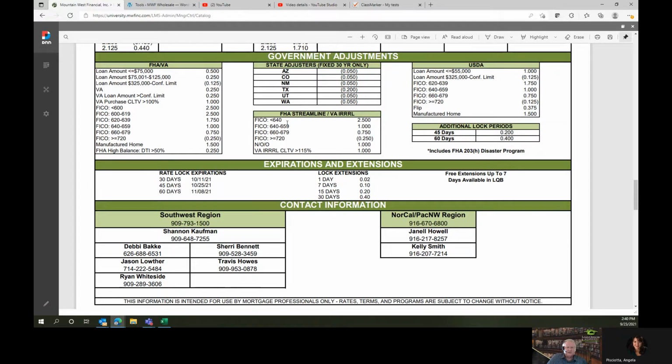The grid below that, FHA streamline, we're not doing a streamline. This is an FHA purchase. Off to the right, USDA, this is not a USDA. This is an FHA purchase, not a USDA loan.